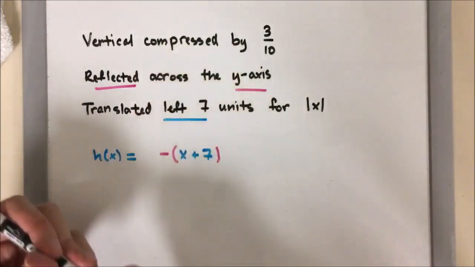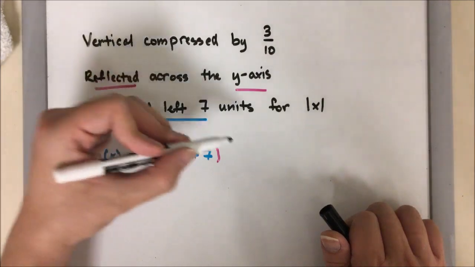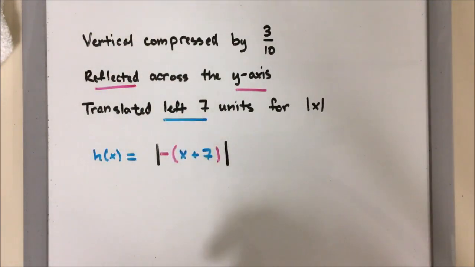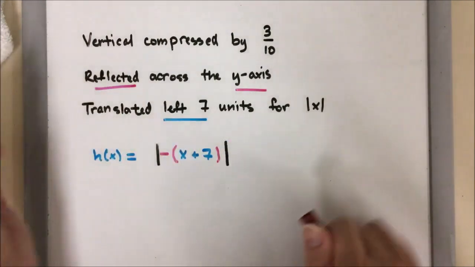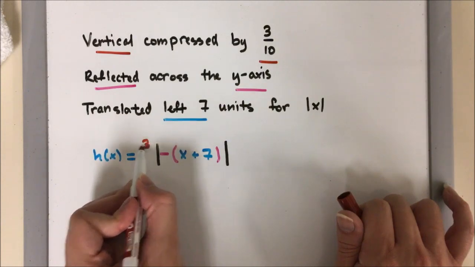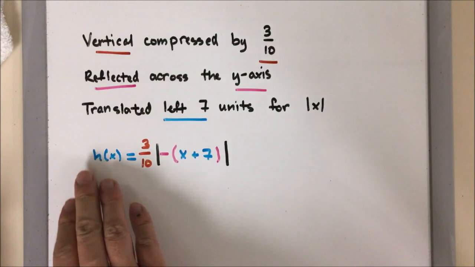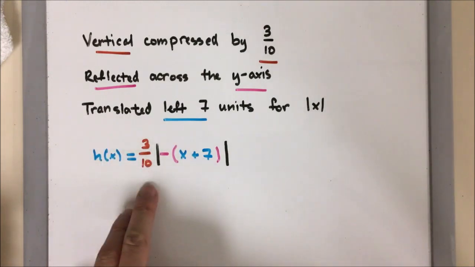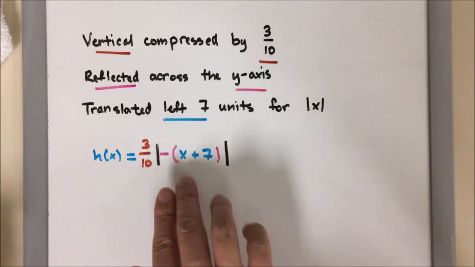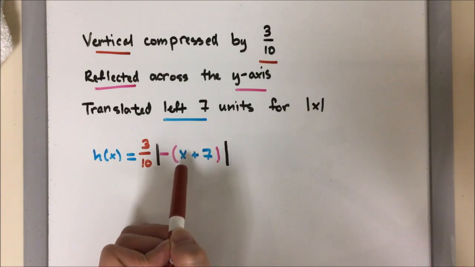And then since it's vertical compressed, that means the fraction will be outside the absolute value. So I'm going to write vertical compressed by 3 over 10, so I'm going to put 3 over 10 outside. So my answer is h of x equals 3 over 10 times the absolute value of the negative of x plus 7. So let's review this example.